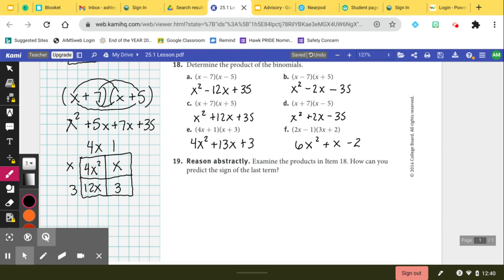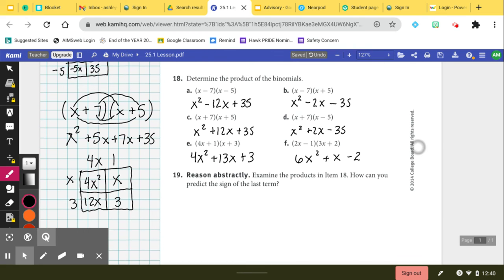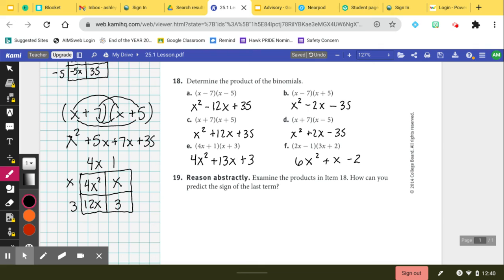All right, here are the answers for B, D, and F. Let me know if you have any questions. This is the only page of the lesson that I'm requiring you to do.